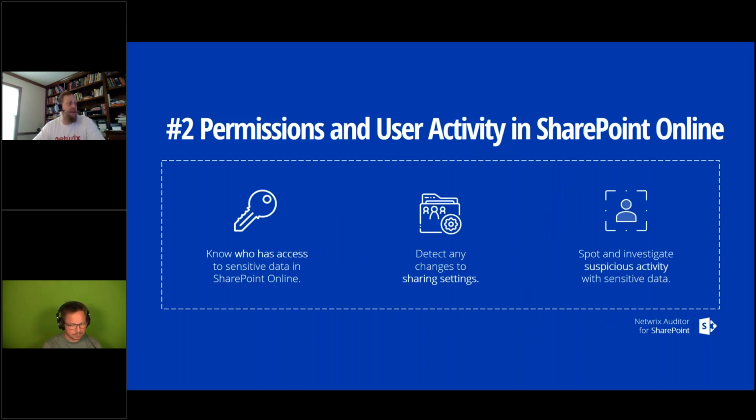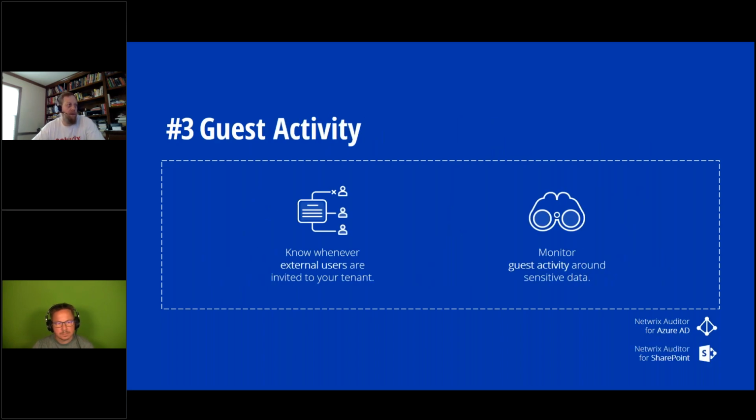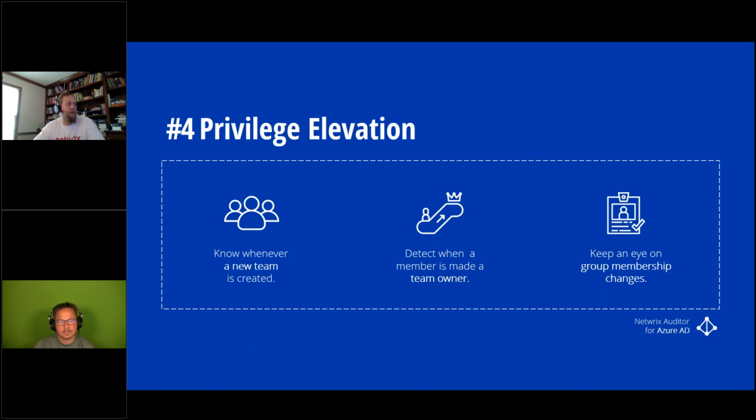Permissions and user activity, again, knowing who has access to sensitive data, detecting any changes to sharing settings, and also spotting and investigating suspicious activity, specifically around sensitive data, but we can do it with regular data as well. And then I'll show you a little bit of guest activity, not a huge amount, but definitely going out there and adding a guest into the teams. And privilege elevation, again, knowing whenever a new team is created, you can see team ownership changes as well, or creations.